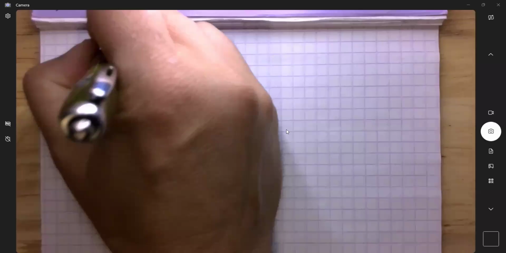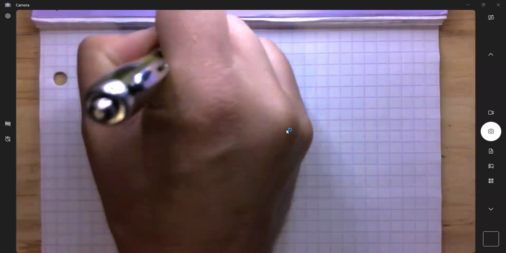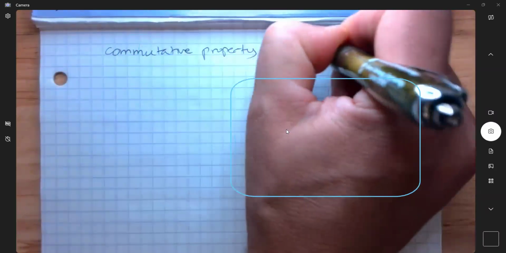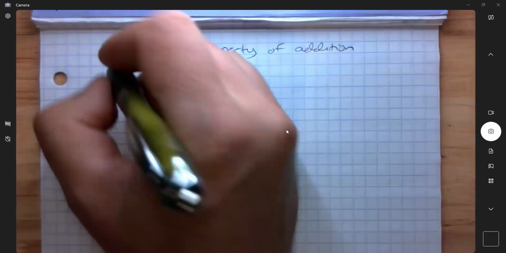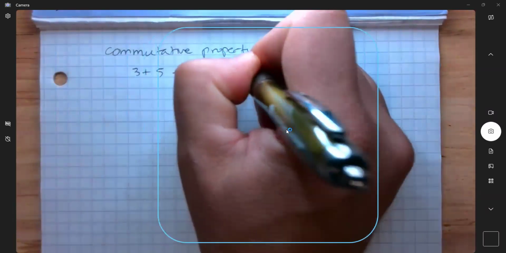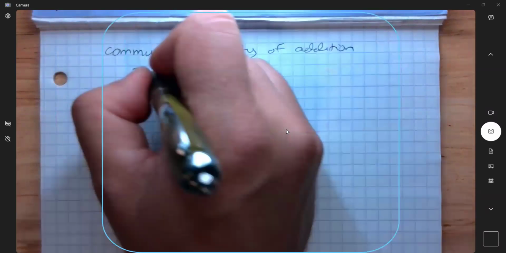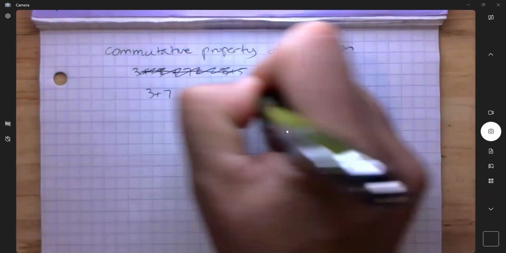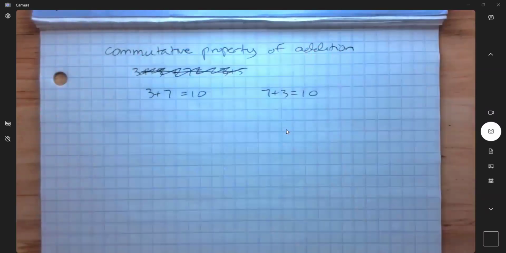All right, so addition has the same two properties. We have the commutative property of addition. 3 plus 5 plus 7, I could see that as 3. Oh, sorry, that's not the one I wanted. That was the associative. 3 plus 7 equals 10, and also 7 plus 3 equals 10. So we can switch orders as long as we're adding numbers.